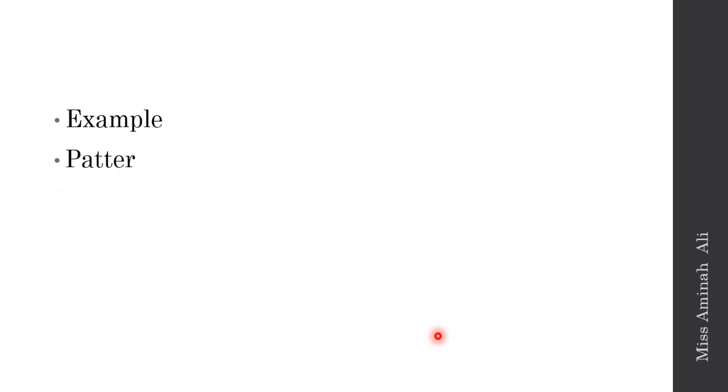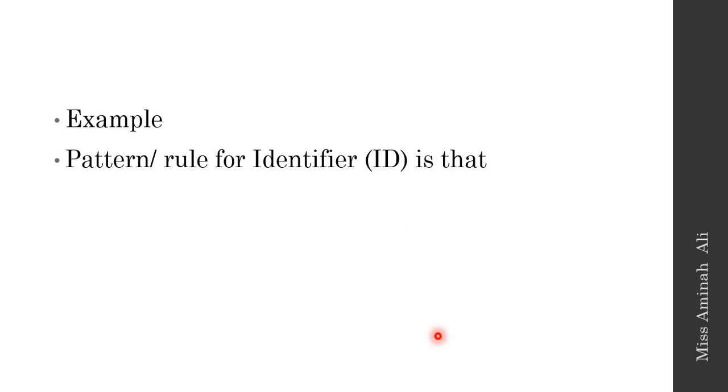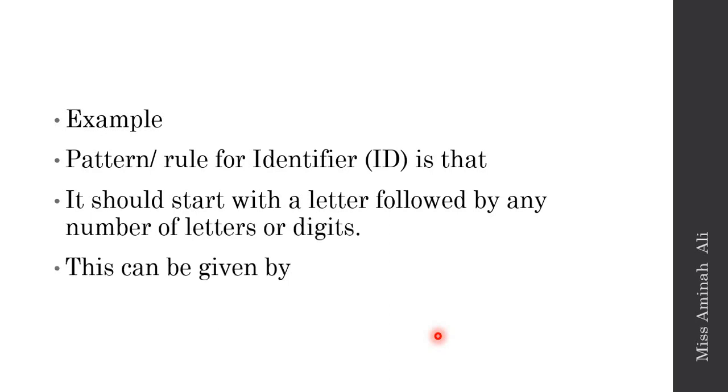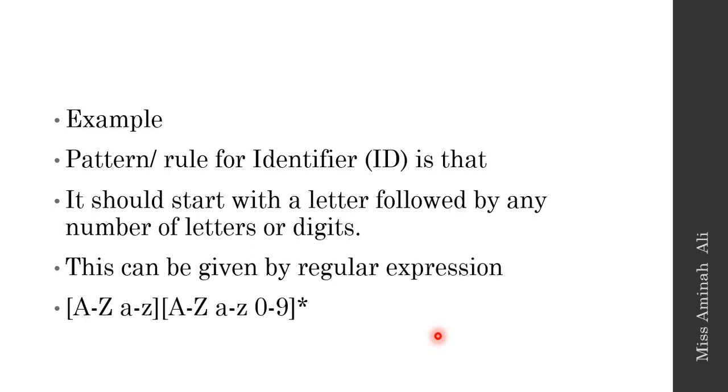So for example, like pattern and rule for identifier ID is that it should start with a letter followed by any number of letters or digits. This can be given by a regular expression, and this is the regular expression: A to Z, capital A to Z, small a to z, then (capital A to Z, small a to z, and 0 to 9) star. This is clean clear.